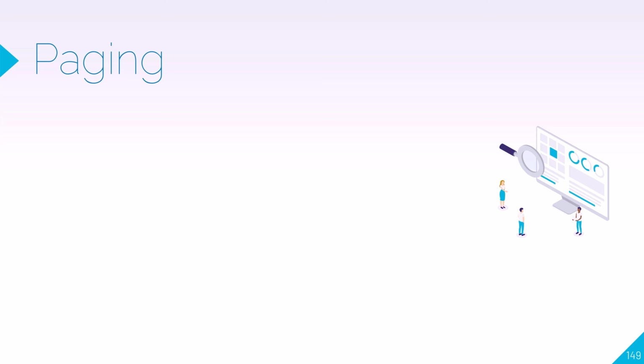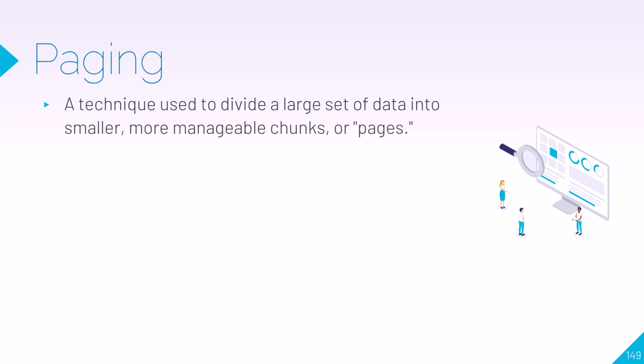So we're going to start off with paging. Now, paging is a technique used to divide large data sets into smaller, more manageable chunks or pages. Now, up until now, we haven't really dealt with any large data, but I'm sure we can all agree that this has a potential to store a lot of data because there are a lot of countries and there are a lot of hotels per country.